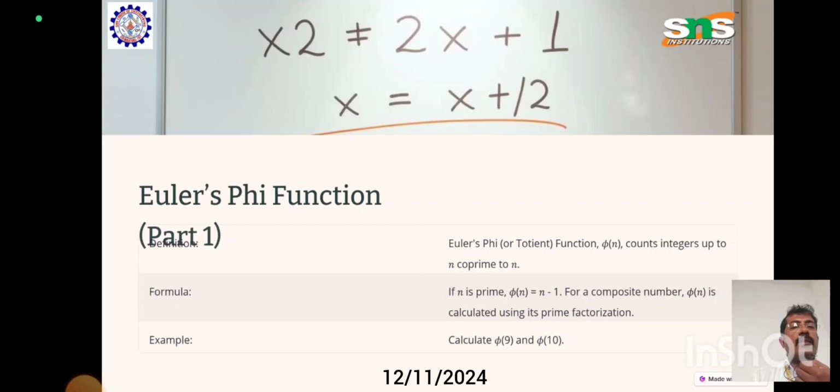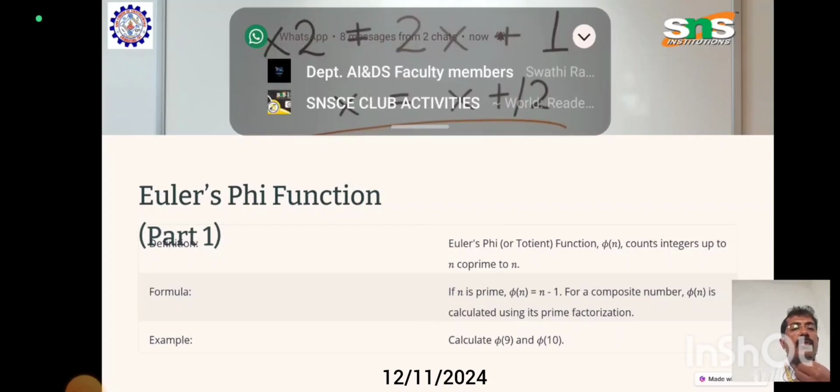For instance, if n is prime, then phi of n is n minus 1. For a composite number, phi of n is calculated by using its prime factorization. For example, if you work out phi of 9 or phi of 10, you will clearly understand what I mean here, and you can connect the Euler's phi function with Euler's theorem. In this congruence idea, this is very important.